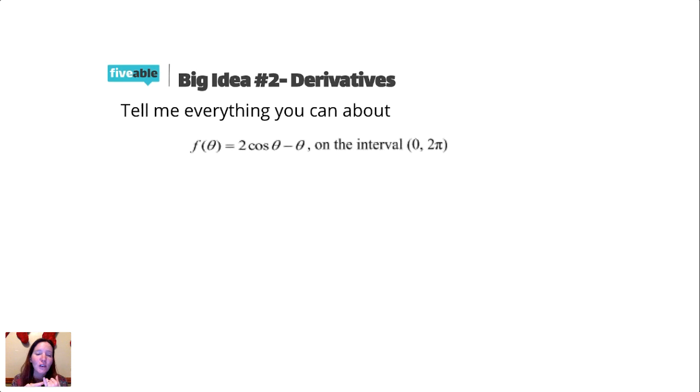So what you first could find was x and y intercepts, right? You could set the function equal to 0 to find your x-intercepts. You plug in 0 for theta to find your y-intercept. That could happen. That's not calculus, though, so we'll skip that part, and we'll start talking about what the derivative tells us.